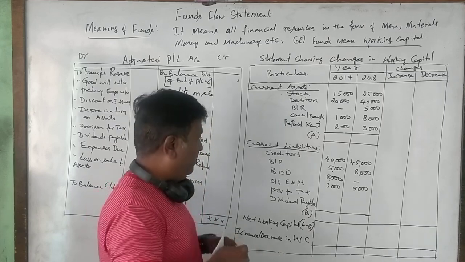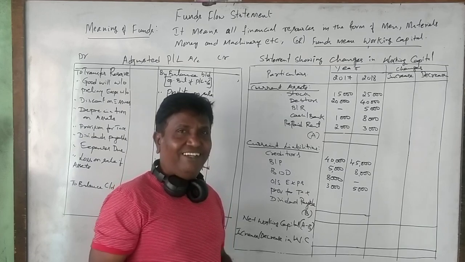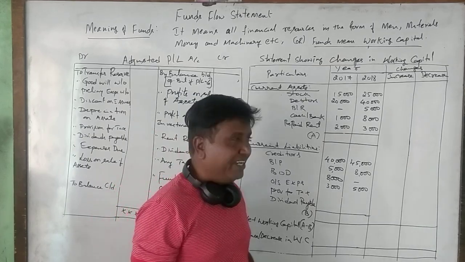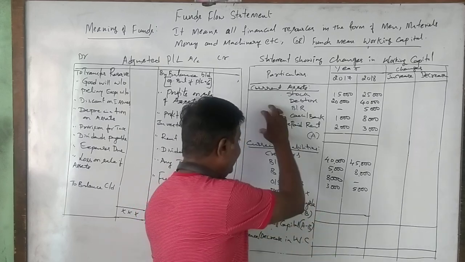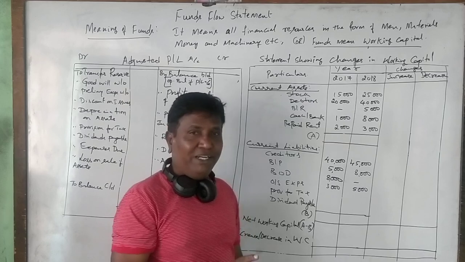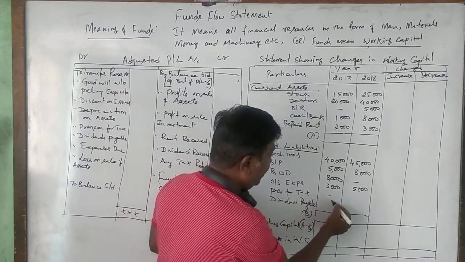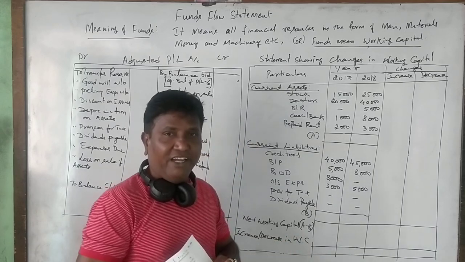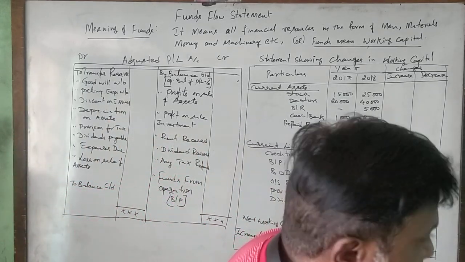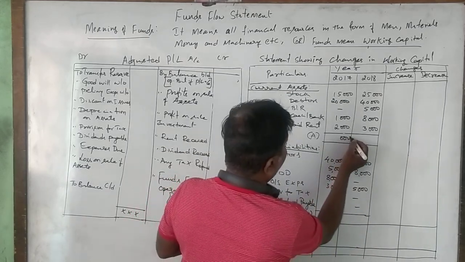Now, with the help of this, we need to find out whether there is an increase or decrease in the working capital. The first step I have taken is to identify what are the current assets and what are the current liabilities. Just write current assets and current liabilities of 2017 and 2018, and whatever is left, nothing is there. Now, let's check the totals first.